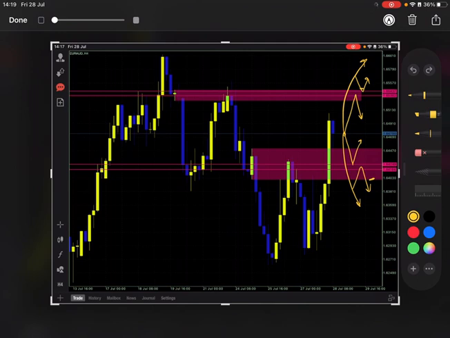Please trade smart, trade wise. There's quite a lineup of news today, and also it's a Friday, it's the end of the weekly candle, and the monthly candle is going to close, so just be wary of that.